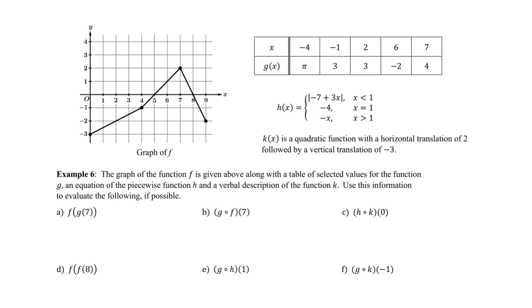All right, now we have a lot of things going on here. I have the same f function. I have this new g function over here. I have an h function. Now that h function over there, that is called a piecewise function. So if you get an input of less than 1, you would use this problem here. If it was exactly 1, you're going to get -4, and if it's greater than 1, it's going to be negative x. Okay, so that's what that means.